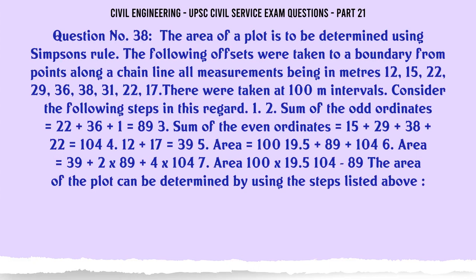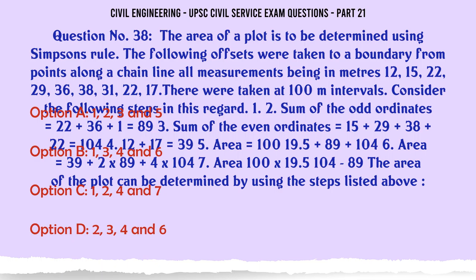The area of a plot is to be determined using Simpson's rule. The following offsets were taken to a boundary from points along a chain line, all measurements being in meters: 12, 15, 22, 29, 36, 38, 31, 22, 17. They were taken at 100 m intervals.